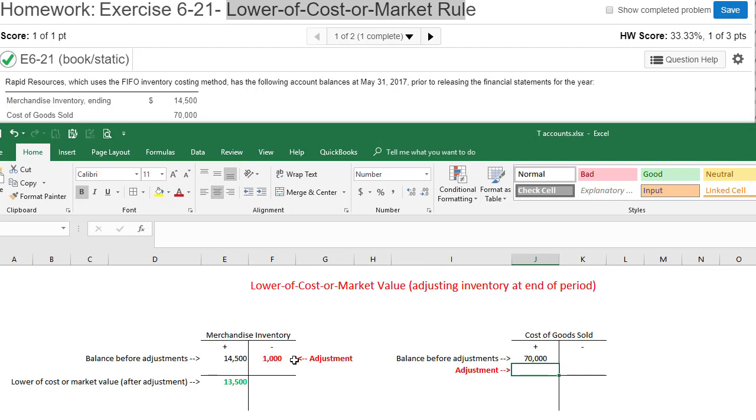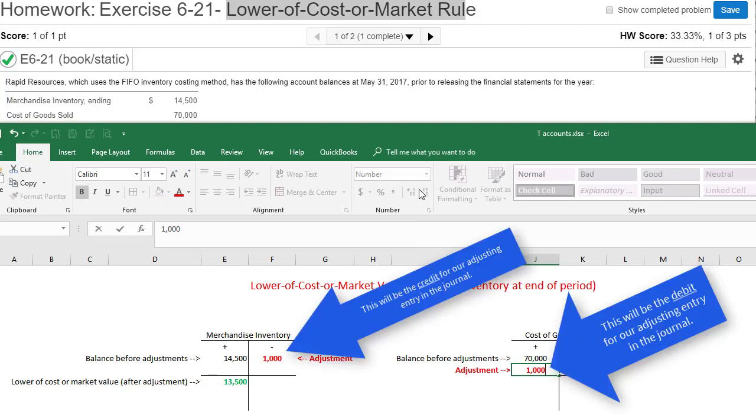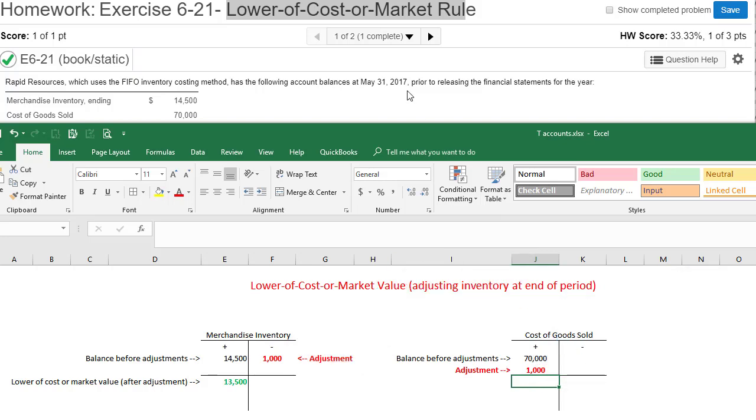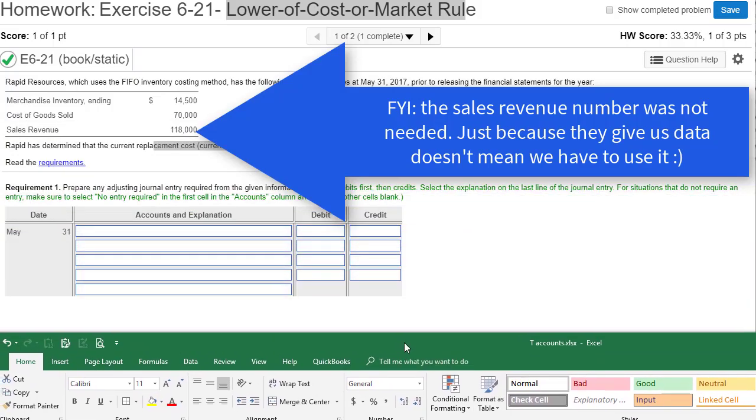And since this adjustment was lowering inventory by $1,000 with a credit, we need a debit. So we need to debit cost of goods sold $1,000, which is an expense, of course. And if the boss asked us, well, how much is our cost of goods sold after the adjustment, it would be $71,000. But this problem does not ask us for that information. So now let's go see what they're asking us to do.